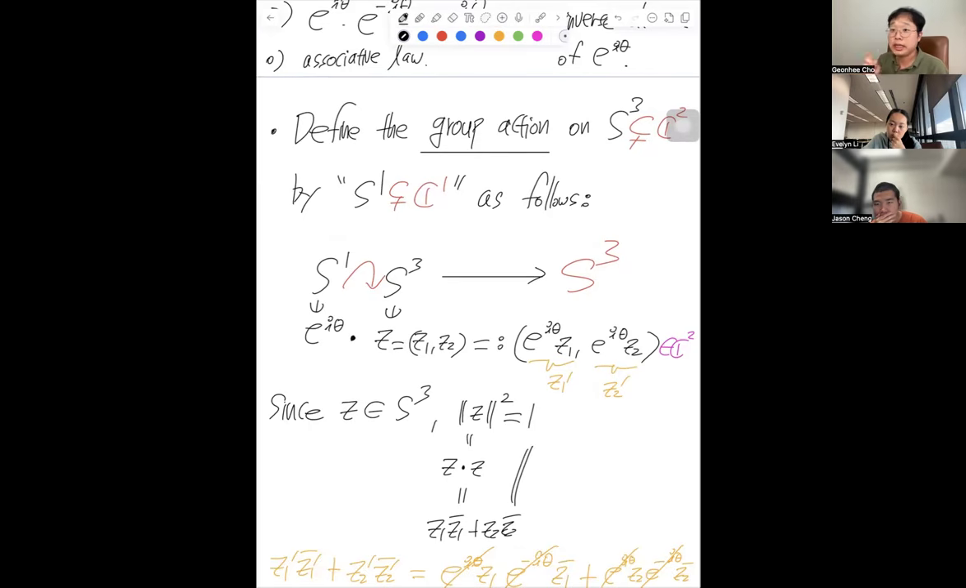So the effect of the e to the i theta, where the theta variable varies from 0 to 2 pi, right? I wanted you to imagine that we start from the three-dimensional sphere and we really rotate this point, and it will go back to the original given point. Does that kind of make sense to you?